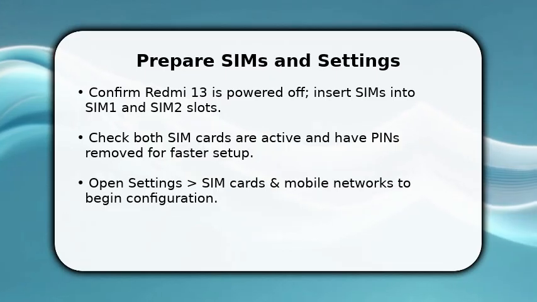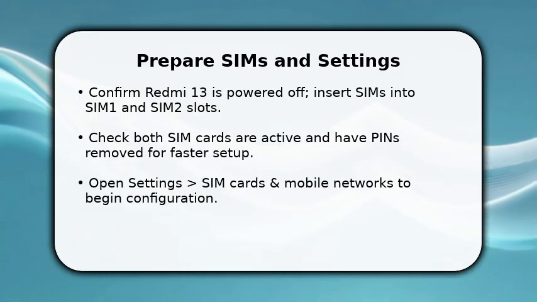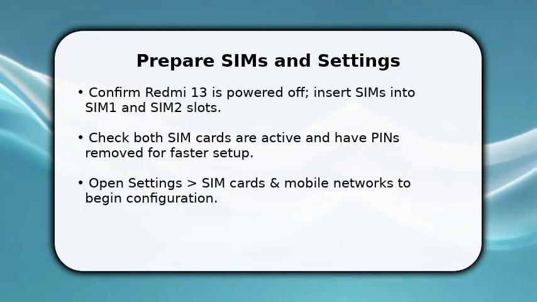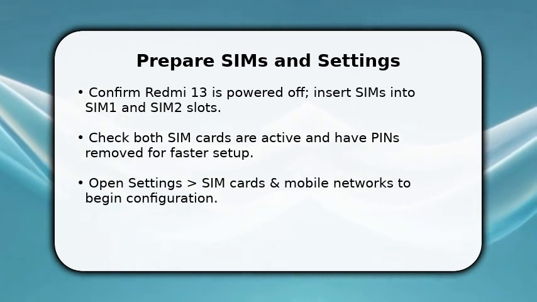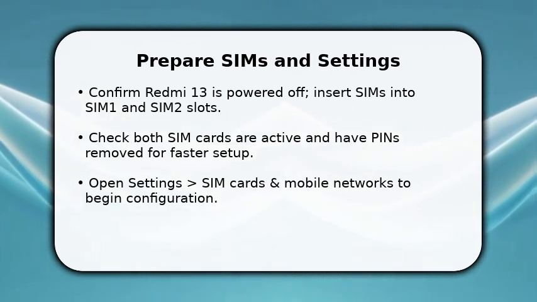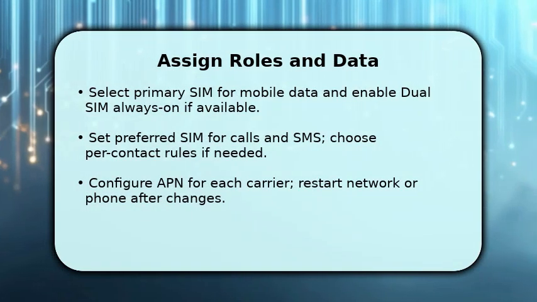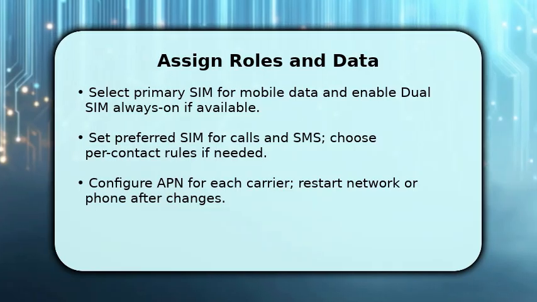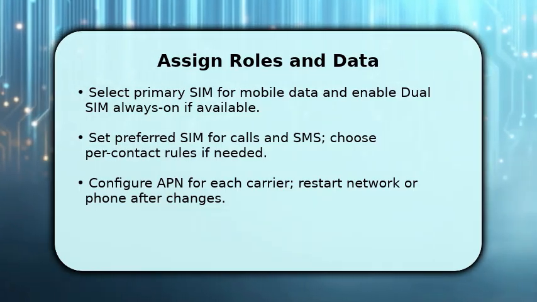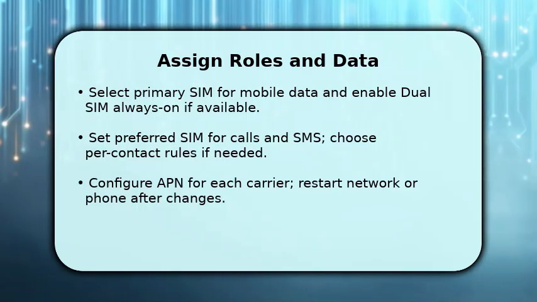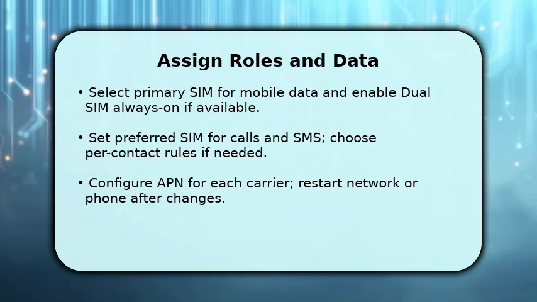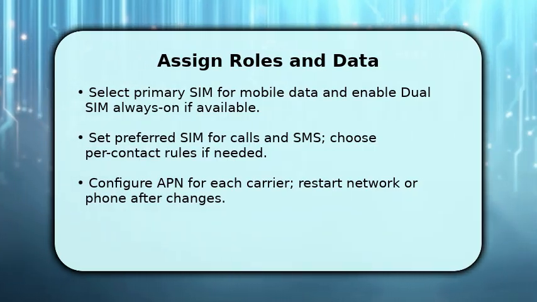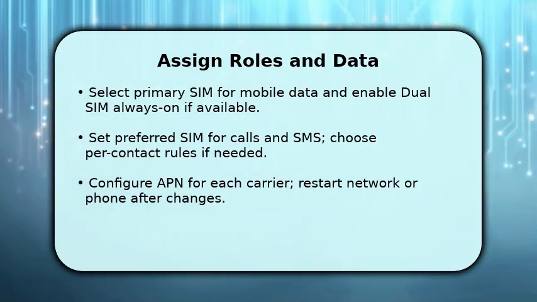You do this now because assigning roles and enabling data/voice will follow in the same menu, saving time and avoiding repeated reboots. Now you assign which SIM handles data, calls, and messages. Open SIM card settings, pick the primary SIM for mobile data, and enable dual SIM functionality so calls and SMS route correctly. Next, set default SIM for calls and SMS, or create per contact preferences to avoid mistakes. Also check and configure APNs under each SIM so Internet and MMS work.